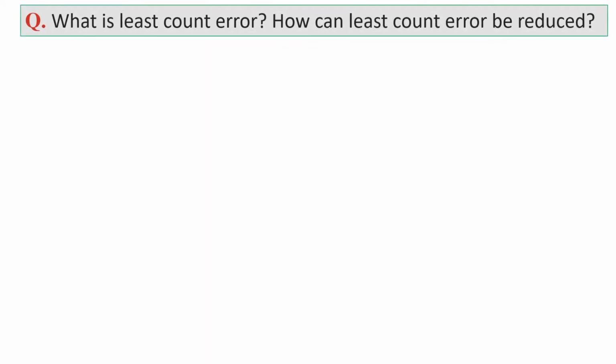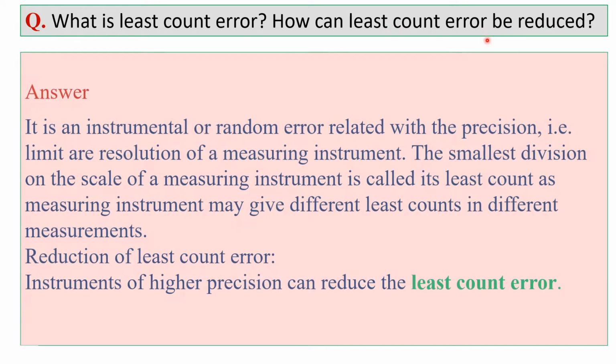Question: what is least count error? How can least count error be reduced? Answer: it is an instrumental or random error related with the precision, limit or resolution of a measuring instrument. The smallest deviation on the scale of a measuring instrument is called its least count, as measuring instruments may give different least counts and different measurements. Reduction of least count error: instruments of higher precision can reduce the least count error.